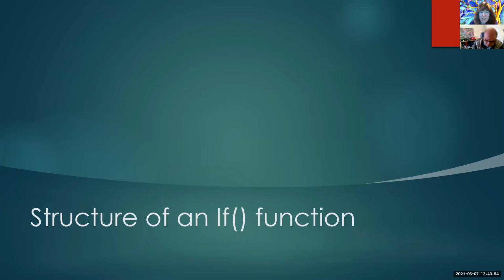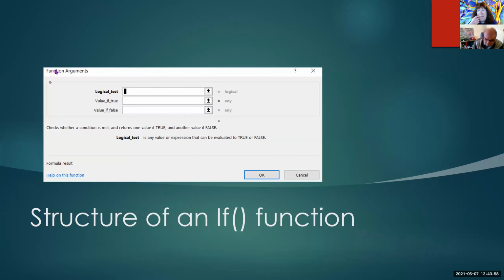So let's get into the meat and two veg. The structure of an if function. When you open up an if function in Excel, this is what you see, this riveting dialog box. So let's see what it all means. The first bit is the logical test. That's basically where you're asking a question.